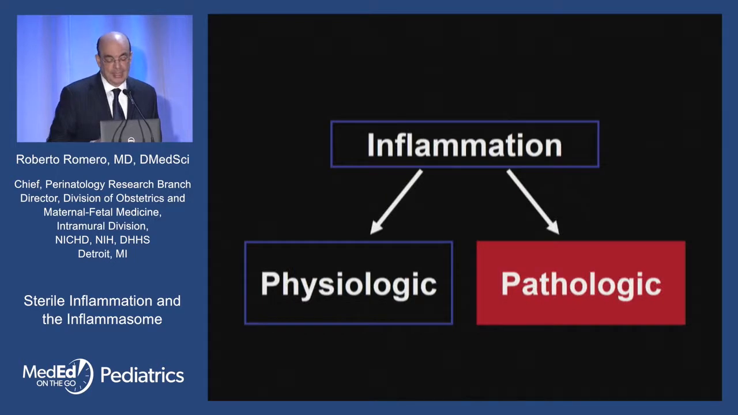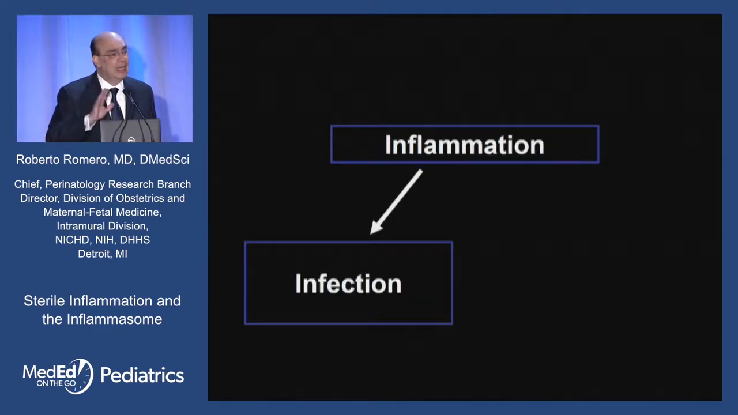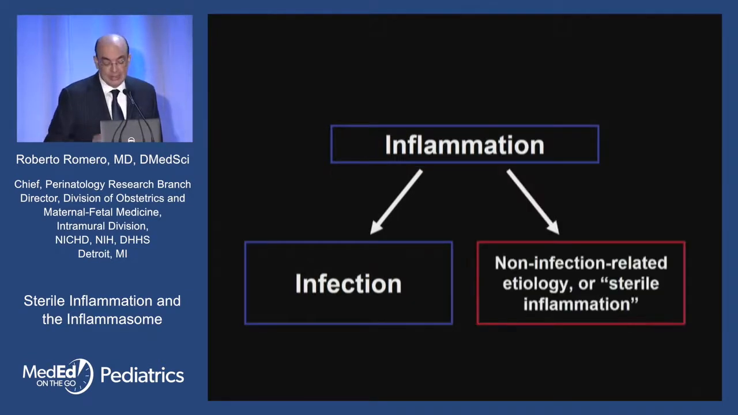initiate labor. Now, we are accustomed to thinking about inflammation in pathologic terms, and the two causes are infection, and then there is increasing recognition that there are non-infection related etiologic causes of inflammation that we refer to as sterile inflammation, when there are no bacteria, no viruses, or protozoa.